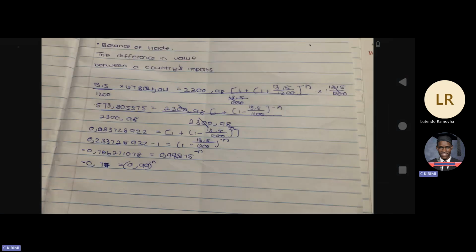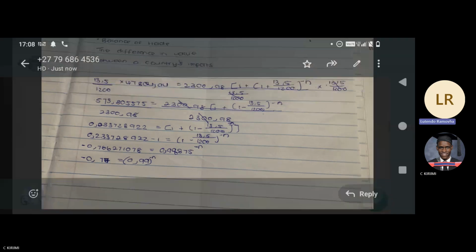All right, so that's what you're having. So where was the problem? Equating the negative n to negative 0.77 after I rounded it off. The negative part? What do you know about negative? That they equate and they cancel each other out.